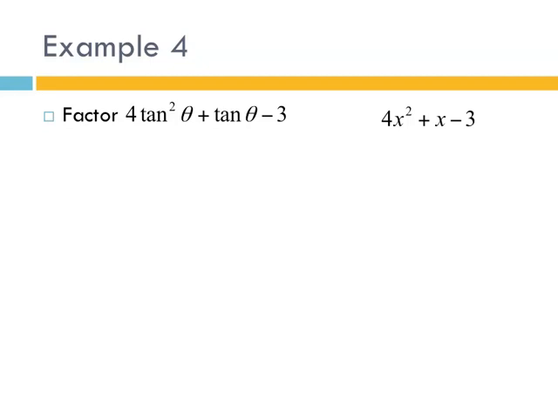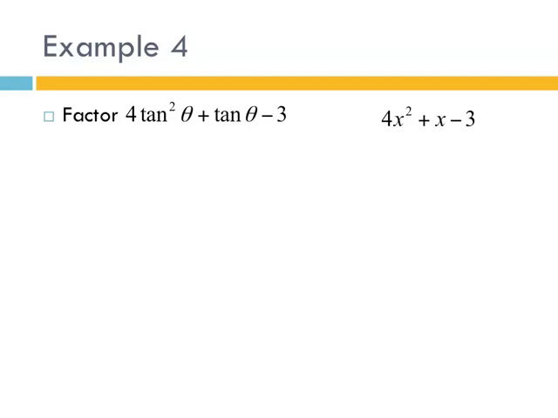That's really what we have here. If you prefer to do it that way, and you want to factor it that way, that's fine. Just make sure at the end, when you finally have it in factored form, just replace the x back with tangent theta. Okay, so if we split the middle here, so 4 times negative 3 is negative 12.